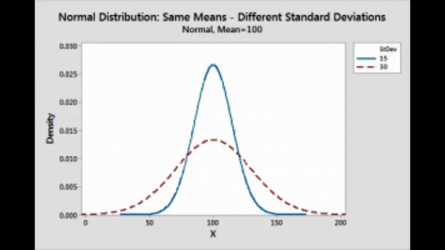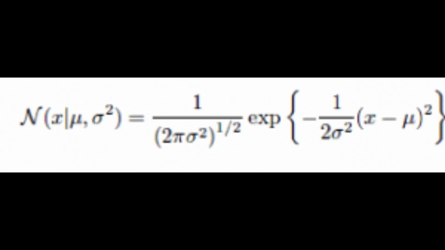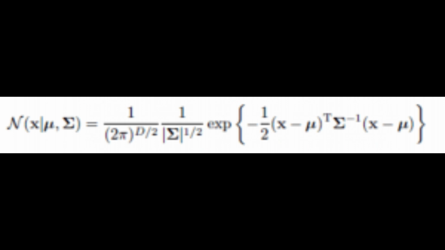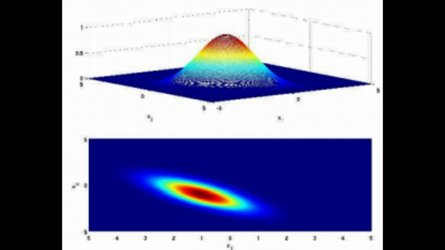A lesser standard deviation with respect to the mean results in a steep curve, and a greater standard deviation results in a flatter curve. For a single variable x, the Gaussian distribution may be written in the form where mu is the mean and sigma squared is the variance. For a d-dimensional vector x, the multivariate Gaussian distribution can be written in the form where mu is a d-dimensional mean vector, Sigma is a d times d covariance matrix, and the determinant of Sigma appears in the normalization.